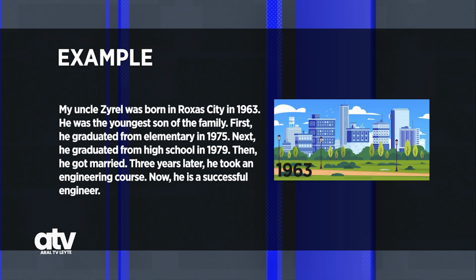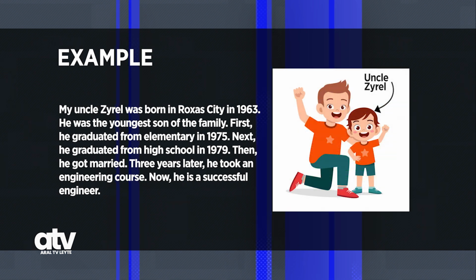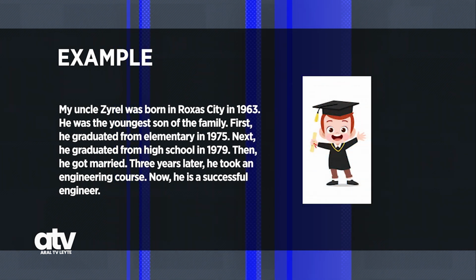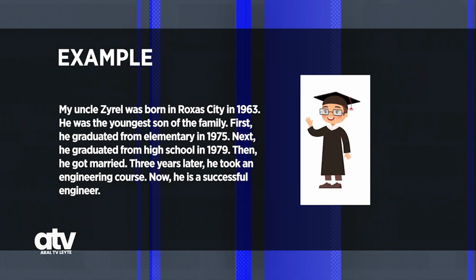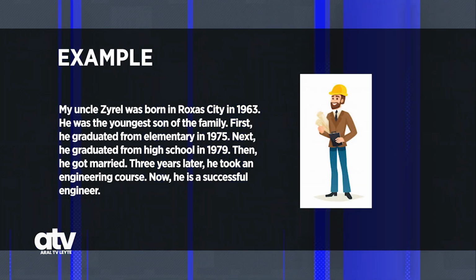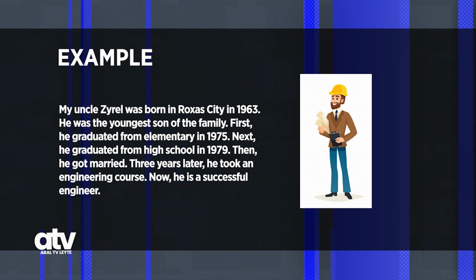My uncle Cyril was born in Roa City in 1963. He was the youngest son of the family. First, he graduated from elementary in 1975. Next, he graduated from high school in 1979. Then he got married. 3 years later, he took an engineering course. Now, he is a successful engineer.